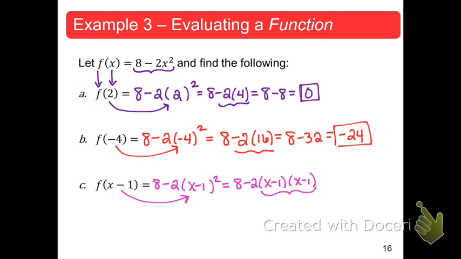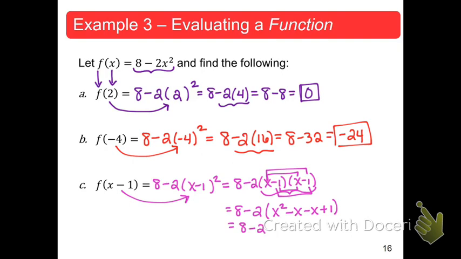So now granted, we're multiplying three things there. We're multiplying the negative 2, the x minus 1, and the x minus 1. I could multiply either two of those together first. It doesn't matter. I'm going to go ahead and do FOIL, and then I'm going to distribute that negative 2 into it. So when I do that, I get 8 minus 2, parentheses still, x times x is x squared, x times negative 1 is negative x, negative 1 times x is negative x, and negative 1 times negative 1 is positive 1.